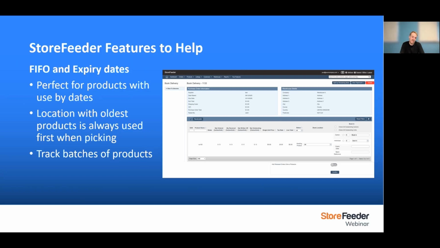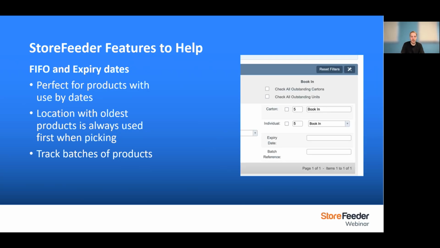And then expiry dates are obviously perfect for products with a short shelf life, for example. So you want to make sure that the oldest product is always used first when picking, and you can use it to track batches of products as well. So this is found on the stock location.